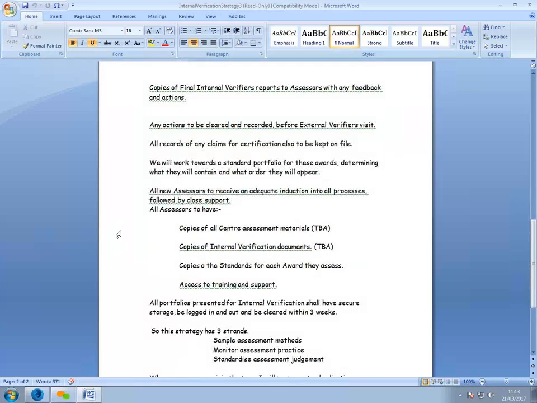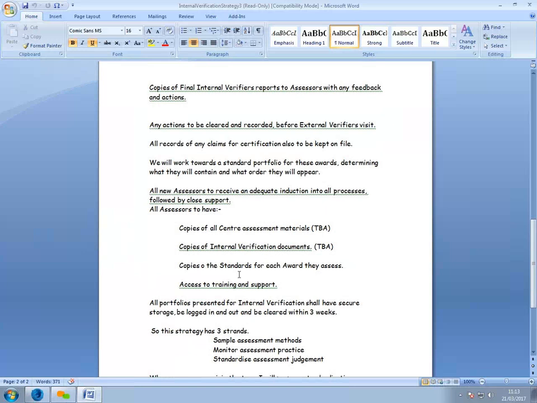All assessors will need to have copies of all the centre assessment materials. I put TBA on there because a lot of it was missing and we had to put it in later. Copies of internal verification documents, we didn't have any. Again, this was why they got into the problem, and we had to draft or use internal verification documents that I already have for all organisations, and recopied those with their logo on.